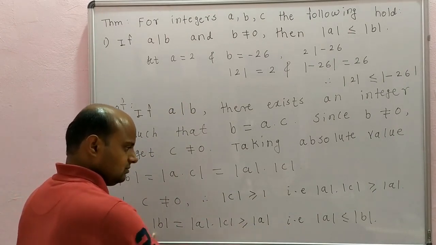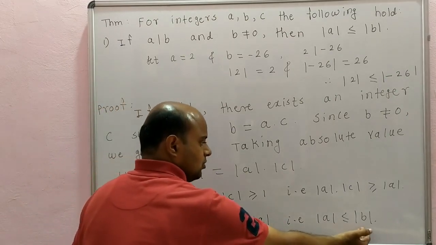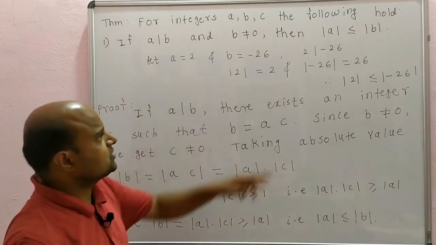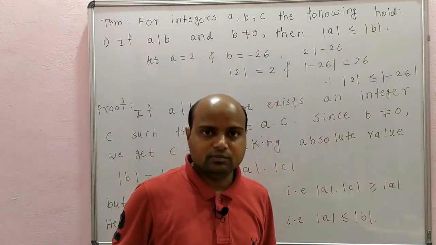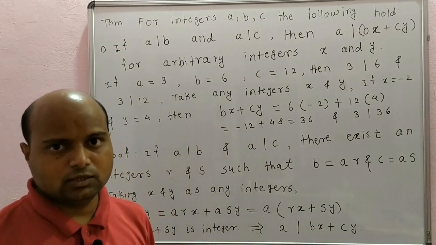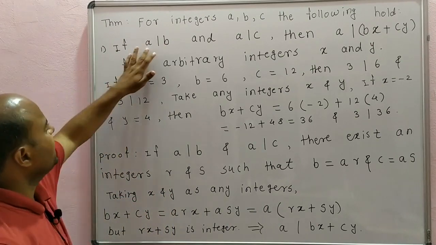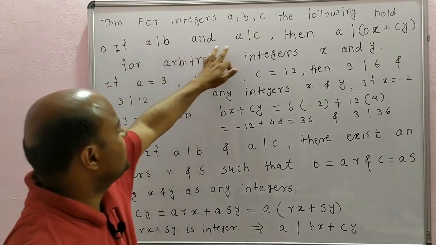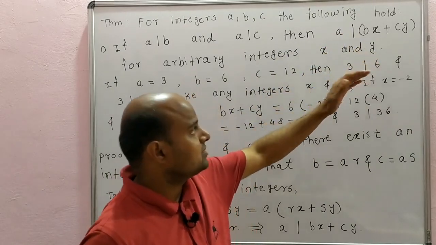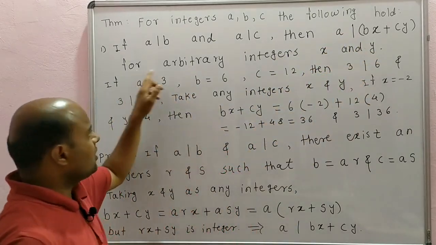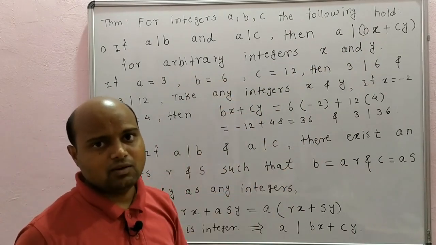So I can write mod of A is less than or equal to mod of B. And that is what we have to prove: mod of A is less than or equal to mod of B. We will learn the next result. If A divides B and A divides C, then A divides Bx plus Cy for arbitrary integers x and y.